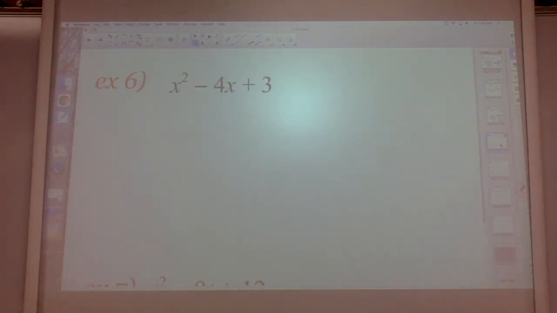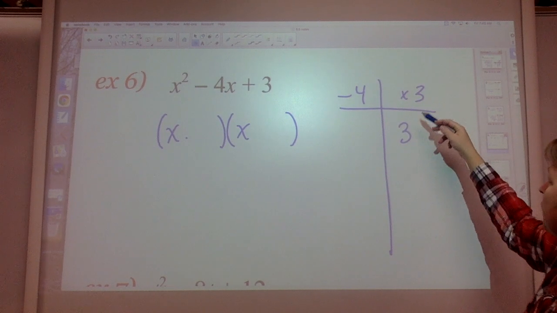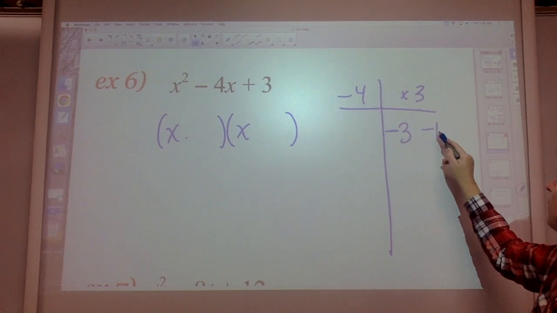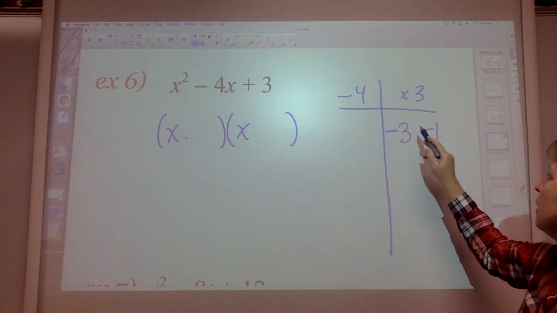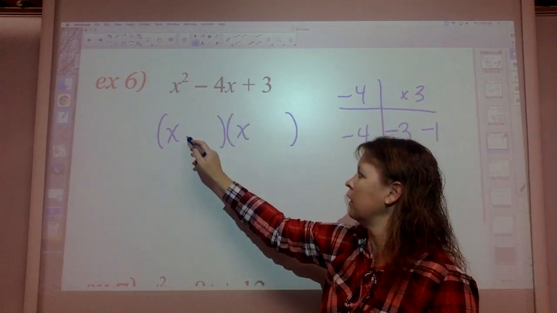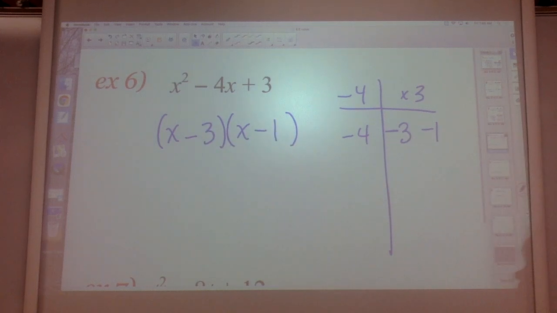Try this one by yourself. See what you get. Okay, this one, not so hard. The only factors of 3 are 3 and 1, but you know you want it to come out negative. So it's got to be a negative times a negative is a positive, but a negative plus a negative stays negative. It's x minus 3 and x minus 1.